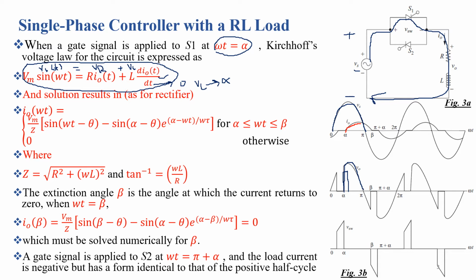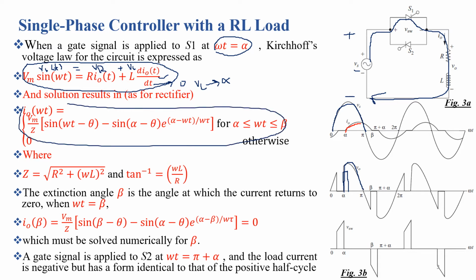This is a first order differential equation, and its complete solution is equal to the transient solution plus the steady state solution. After solving it for I naught of omega t, we get this result. Clear? Now we come to the operation of this circuit.